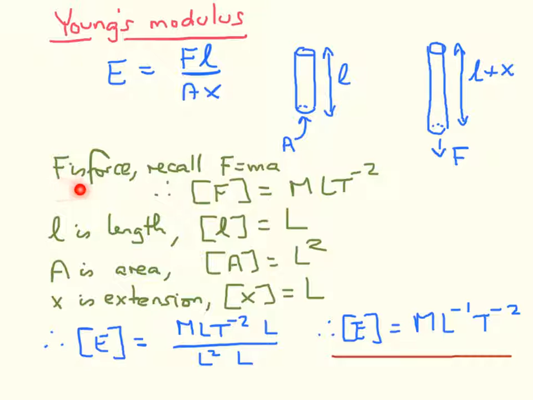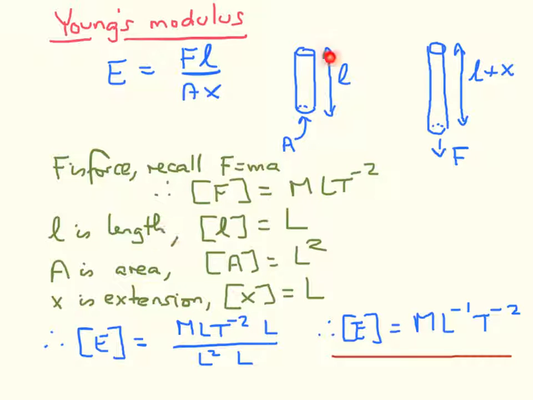So F is a force. We remember one of Newton's laws, F is ma, so the dimensions of force are the dimensions of mass times the dimensions of acceleration. These are things that I think one should know off by heart. The dimensions of mass are capital M, and acceleration has dimensions L t to the minus 2. So now we have the dimensions here.